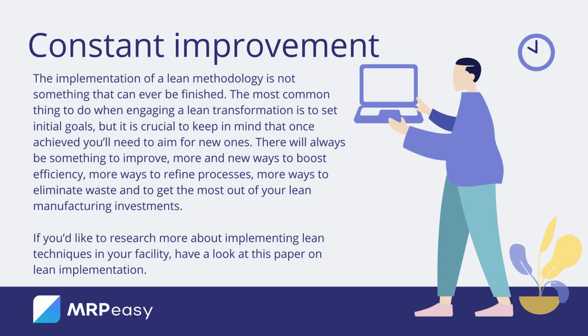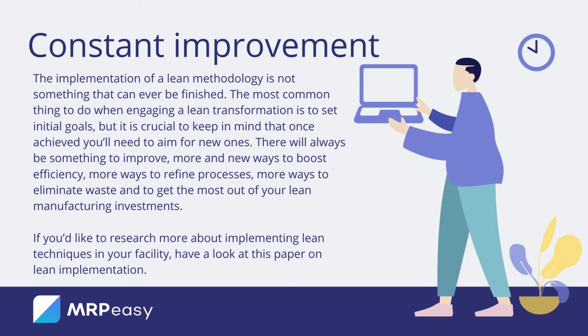The implementation of a lean methodology is not something that can ever be finished. The most common thing to do when engaging a lean transformation is to set initial goals, but it is crucial to keep in mind that once achieved, you'll need to aim for new ones. There will always be something to improve, more and new ways to boost efficiency, more ways to refine processes, more ways to eliminate waste, and to get the most out of your lean manufacturing investments.